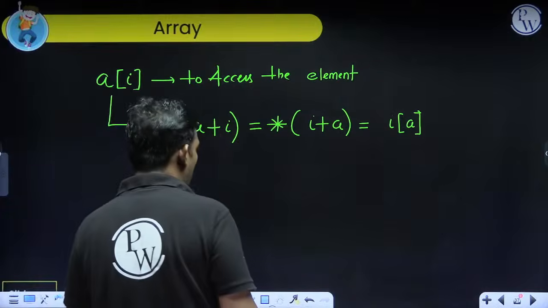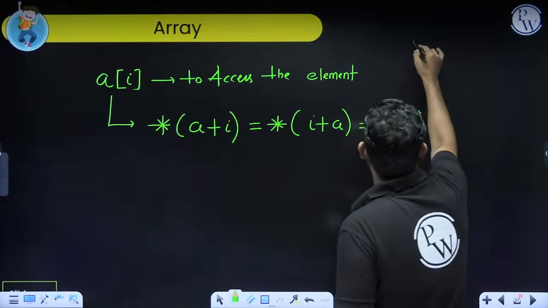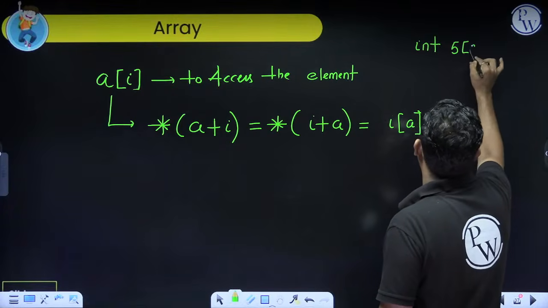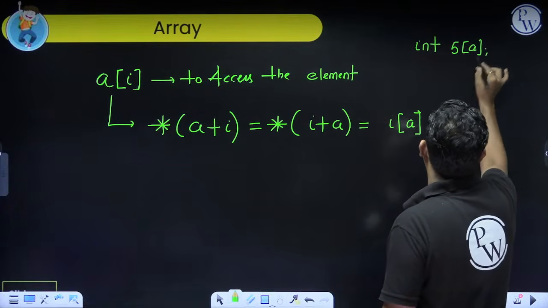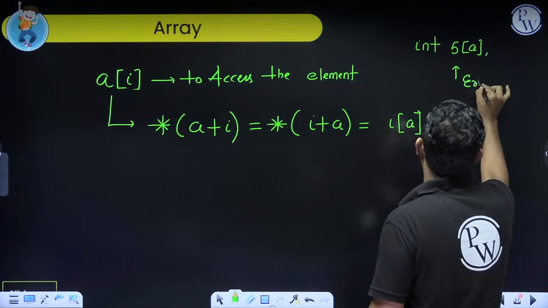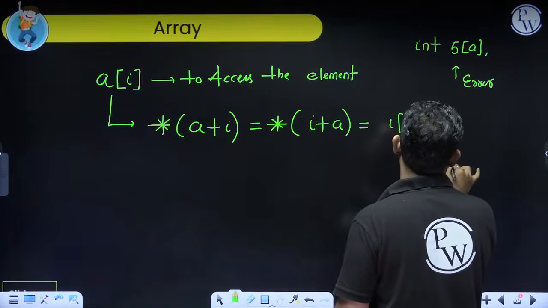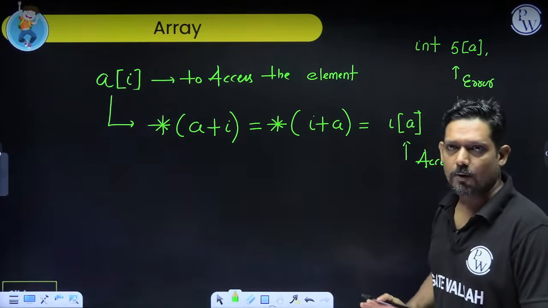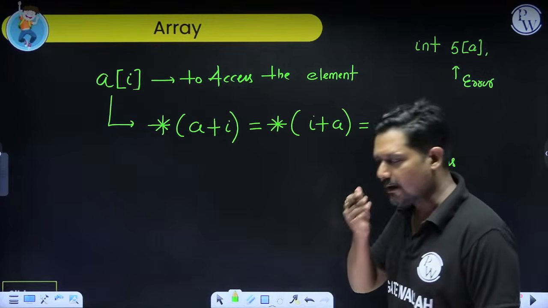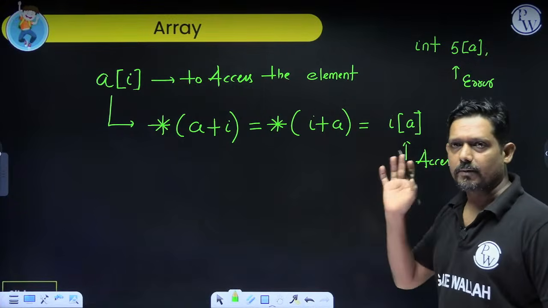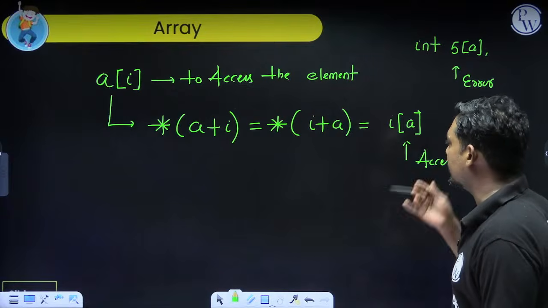This is allowed, but declaration in this manner is not allowed. If you say 5[A] and you declare it as an array, it will give you an error. Okay, you can access in this manner. Access is allowed. The rules of naming, the identifier convention: an identifier cannot start with a number. Exactly, so that is the exact reason.